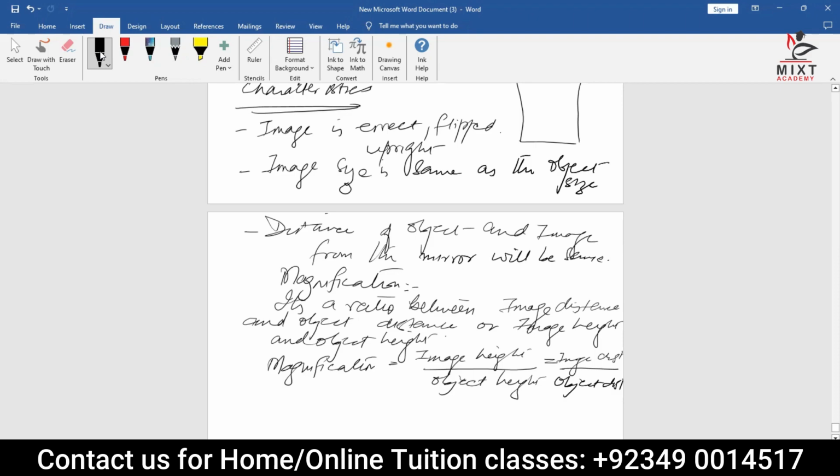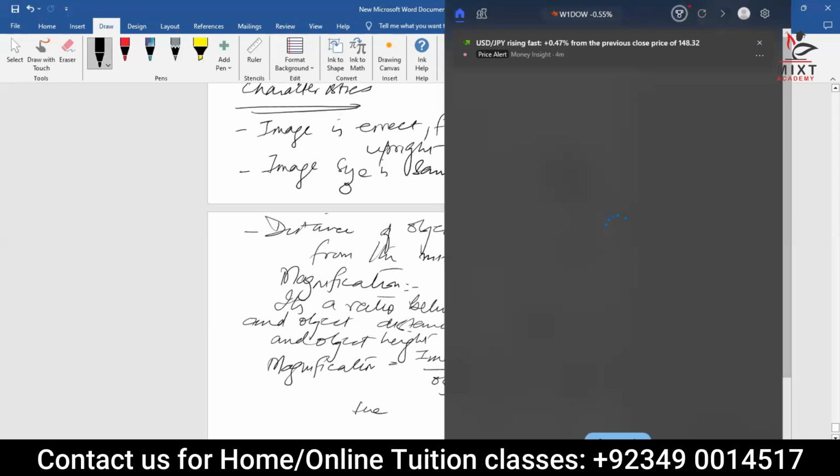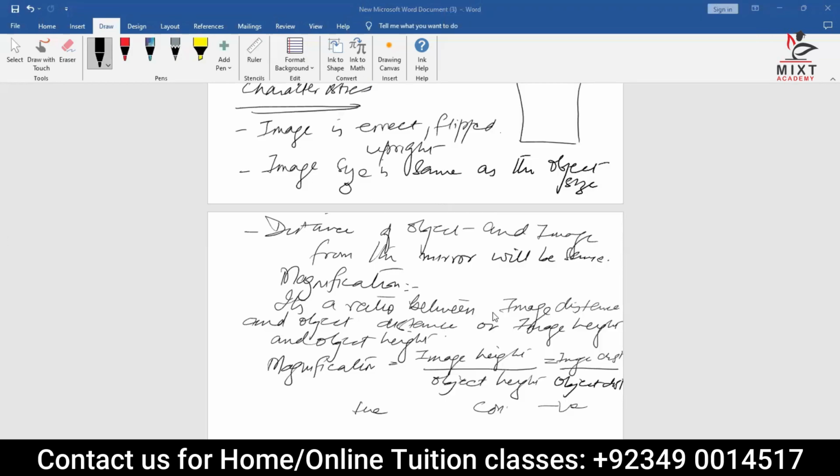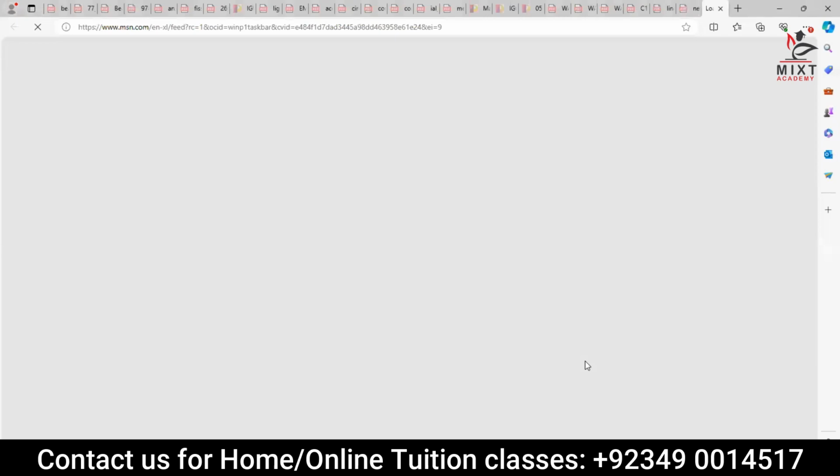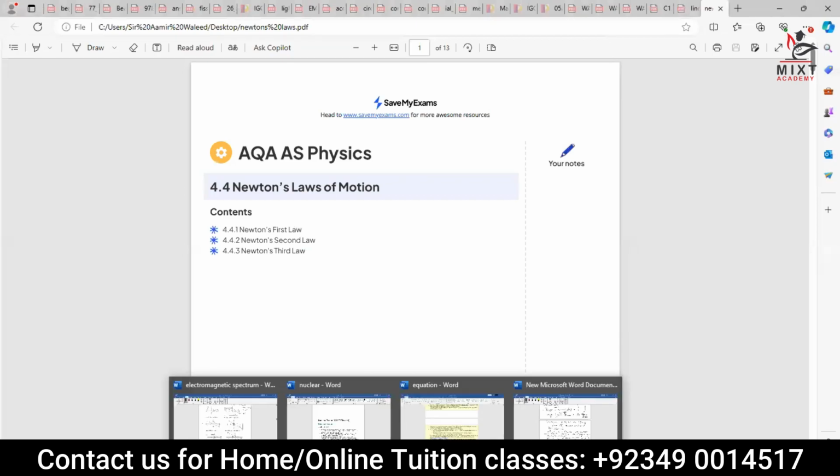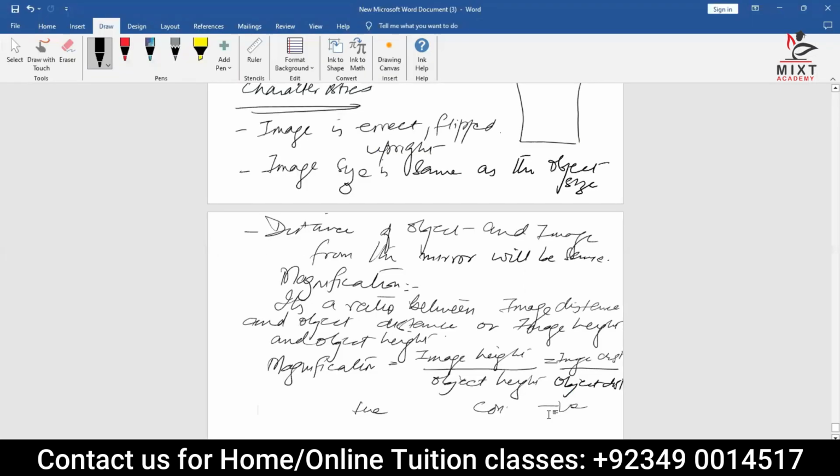One more thing here: magnification of a convex lens is taken as positive, and magnification of a concave lens is taken as negative. Can anybody tell me the reason for this? The reason is very simple: the image formed by the concave lens is not real, and because it's not real, we take the image distance as negative, so we take magnification as negative as well. So magnification of a convex lens is taken as positive, while magnification of a concave lens is taken as negative.